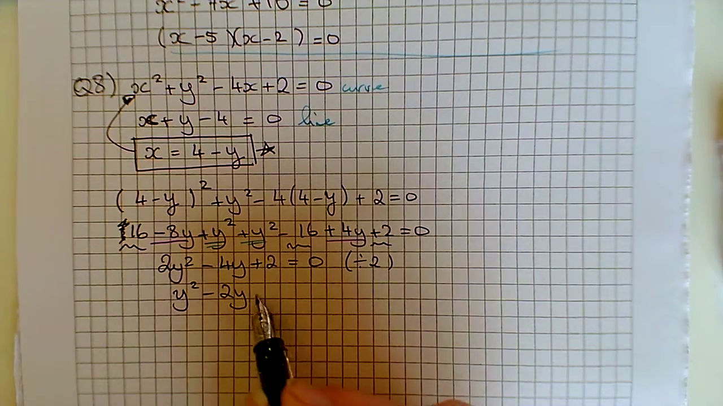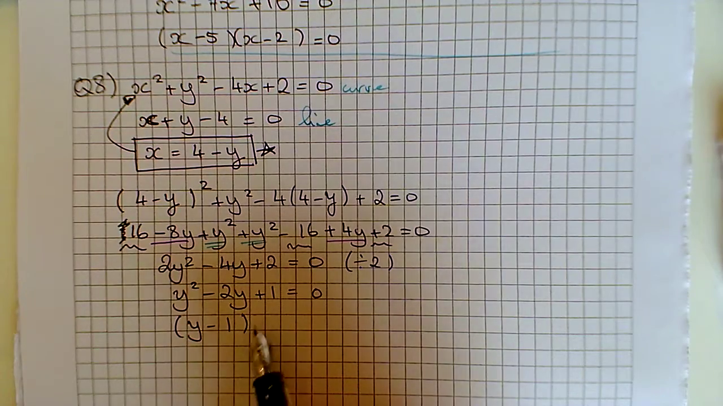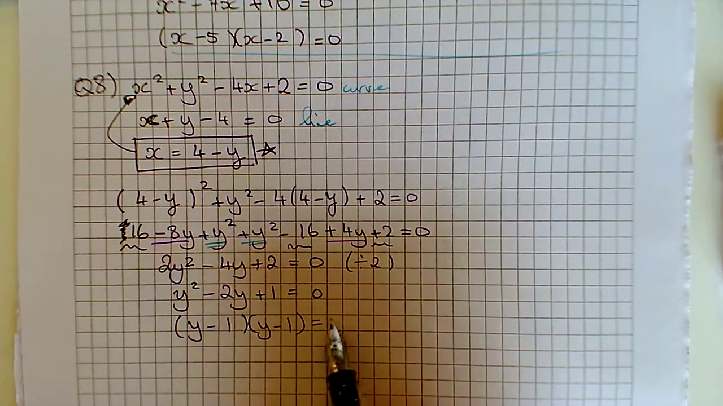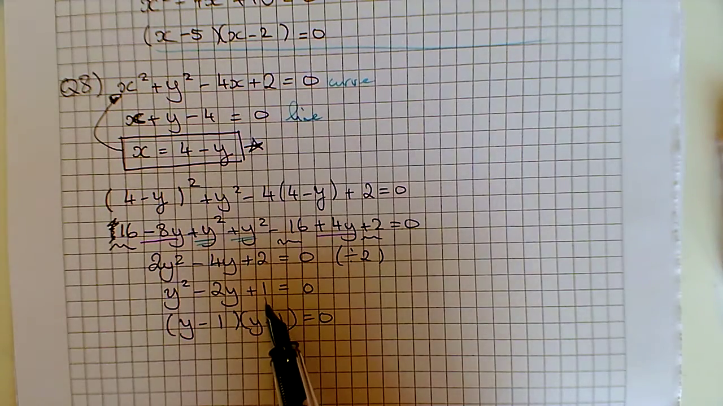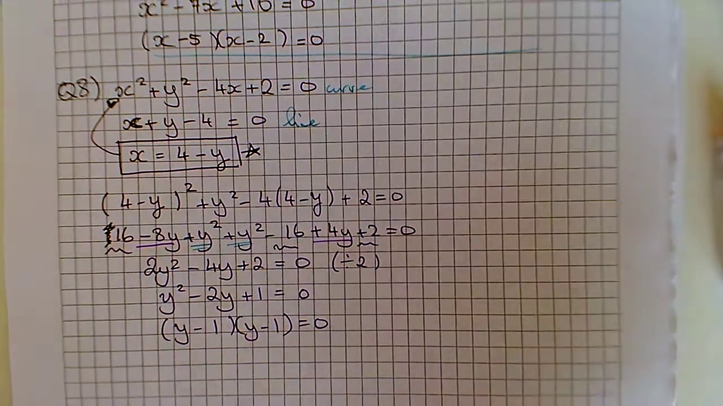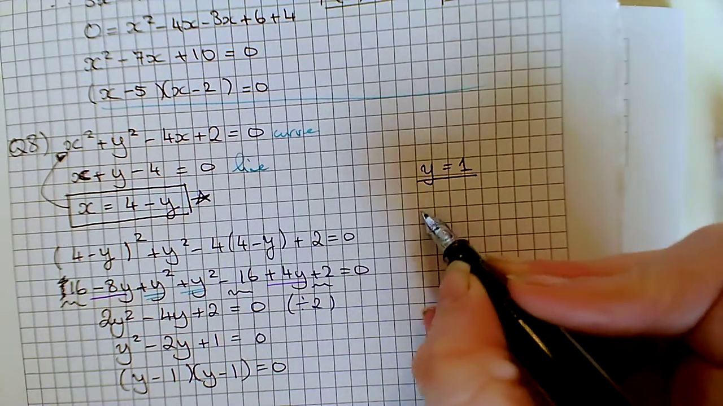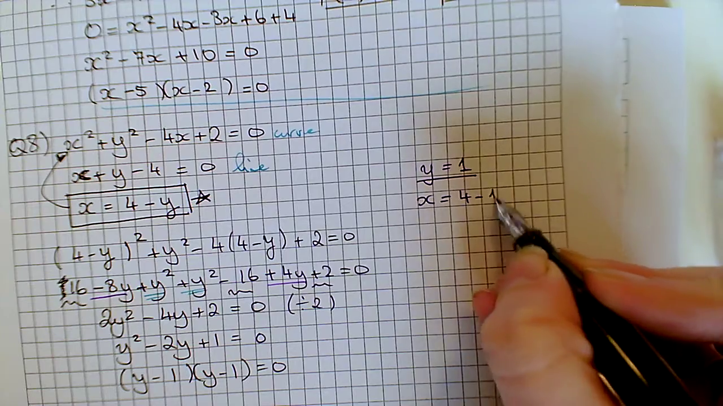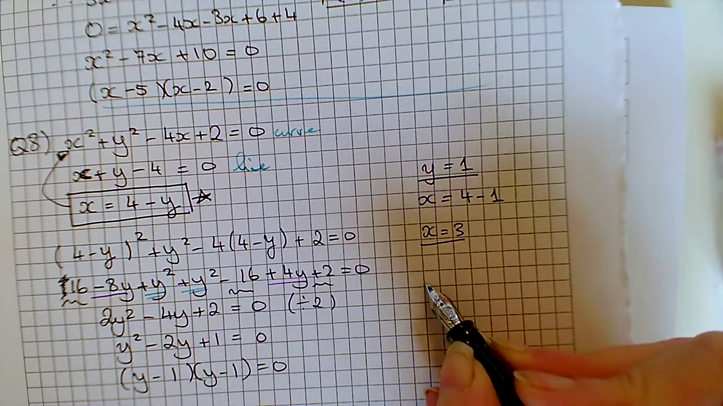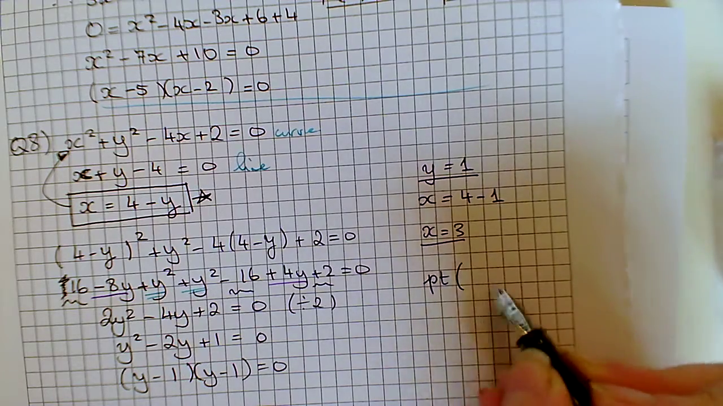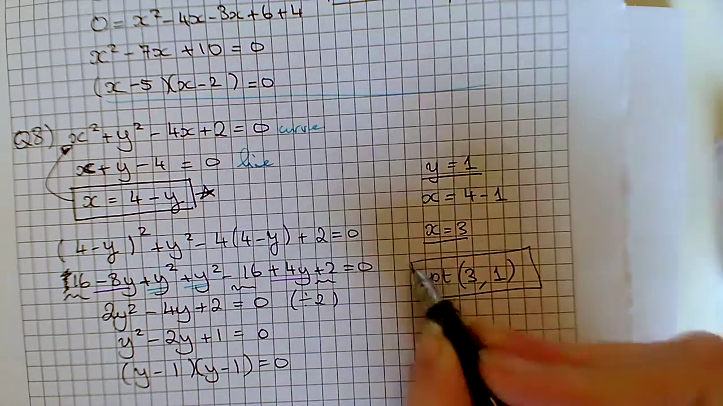y squared minus 2y plus 1 equal to 0, and we have equal roots. That factorizes to give me (y minus 1)(y minus 1). That multiplies to give you plus 1 and adds to give you minus 2. So I only have one value here, and y is equal to 1, x is equal to 4 minus 1, so x is equal to 3. And that line is a tangent to the circle because it only touches it at one point, at the point (3, 1).